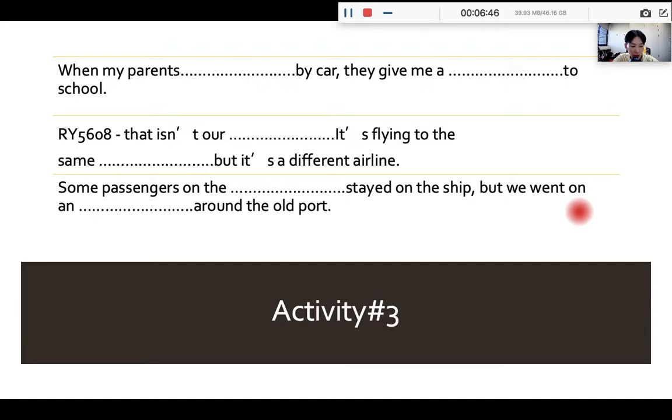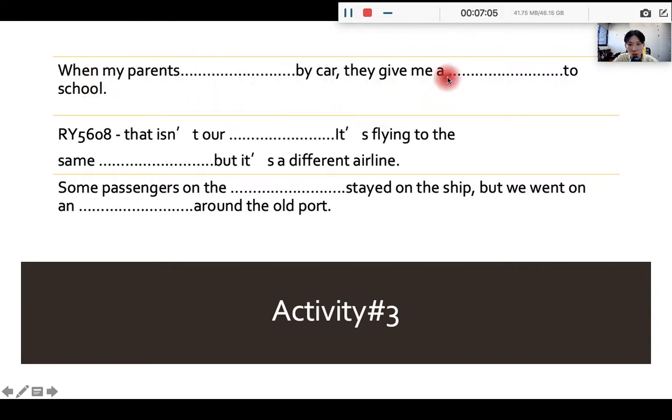Okay, I assume you are done. Now let's go over the answers one by one. Number 1: when my parents buy a car. So now we know the parents in this sentence travel by car.